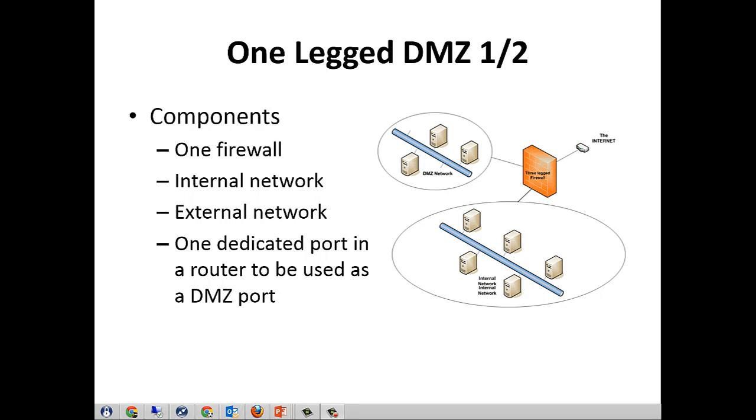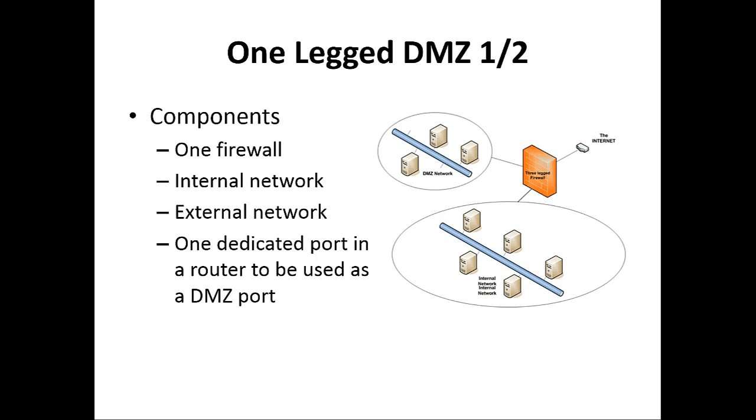Now, the next firewall architecture type is One-Legged DMZ, and it consists of one firewall, internal network, and external network. So in terms of the number of components, it's still the same as the screen subnet firewall. Now the difference is, in the screen subnet firewall you had only two networks interfacing the firewall, the internal network and the external network.